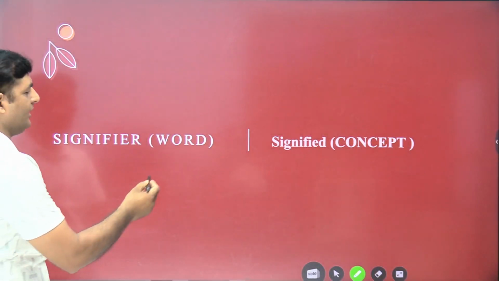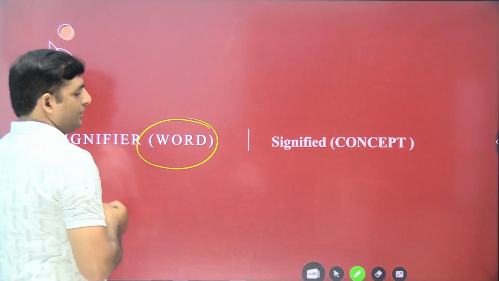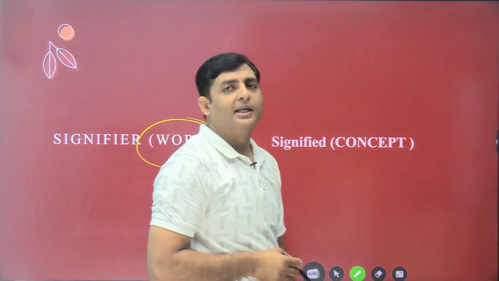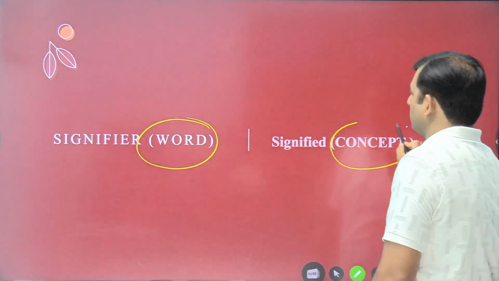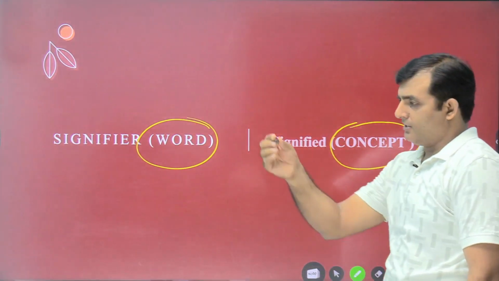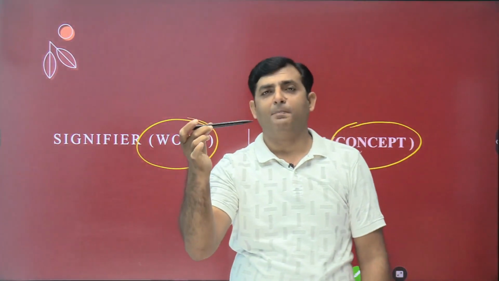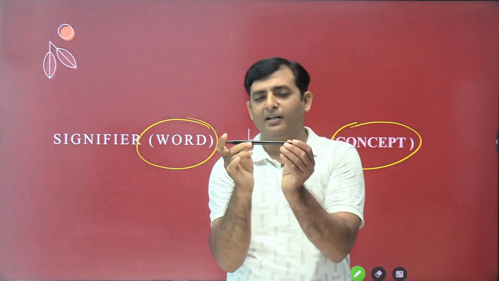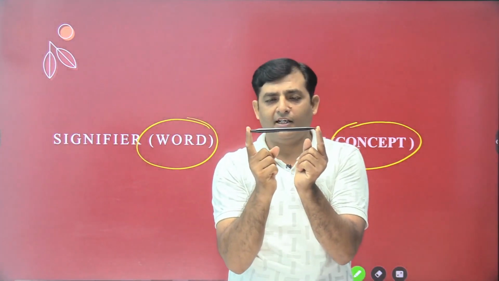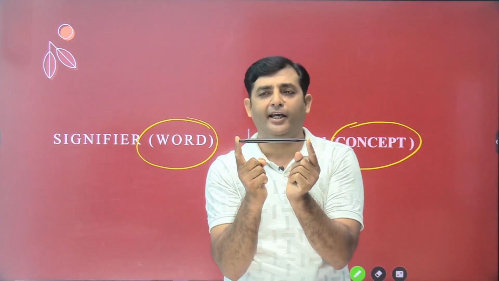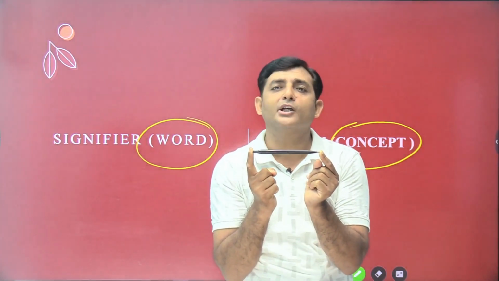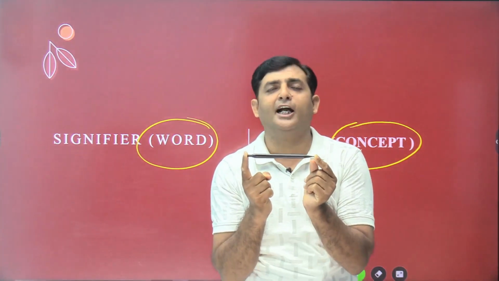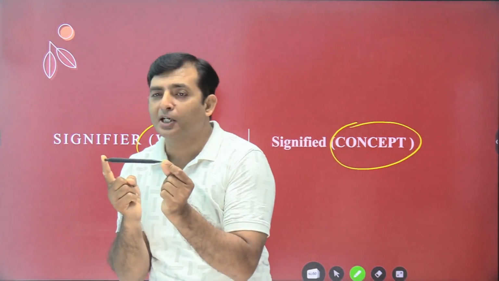Signifier is the word we speak, and signified is the concept that is suggested through the word. Right? This is pen. The entire sentence is signifier, and the meaning that you have understood is signified.